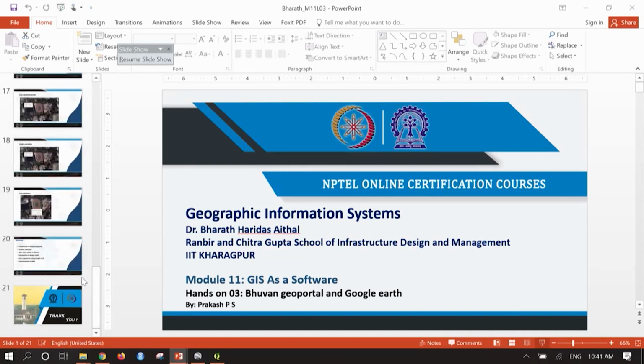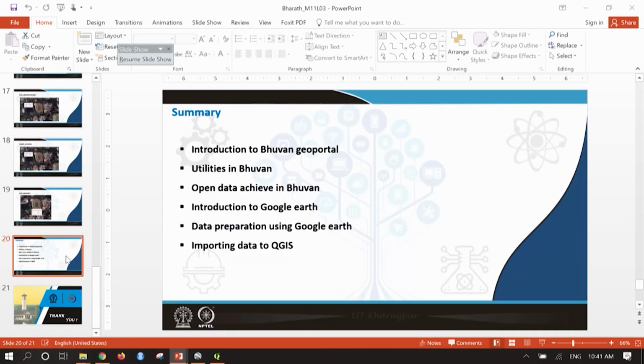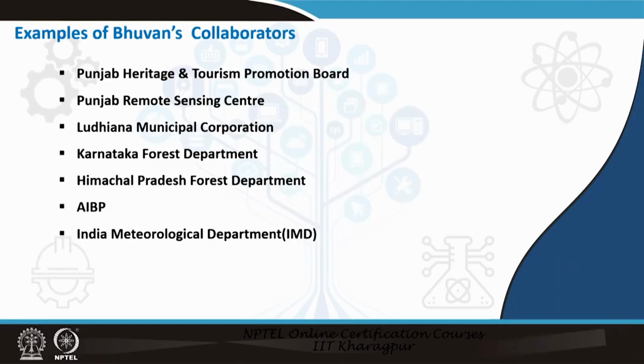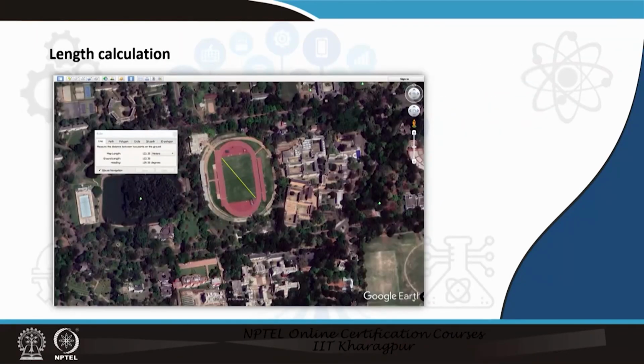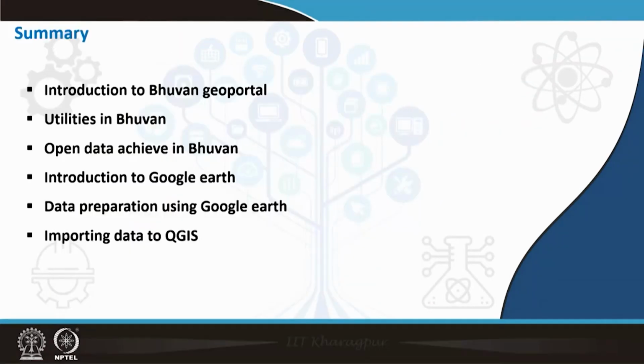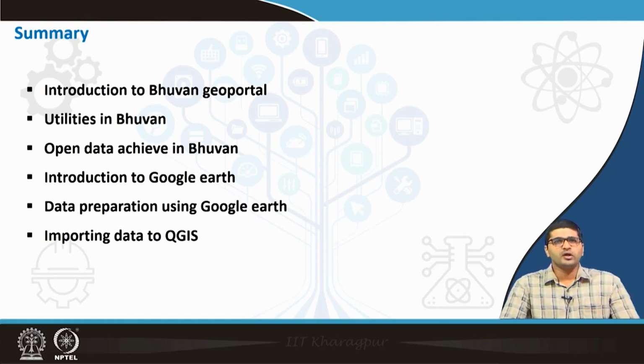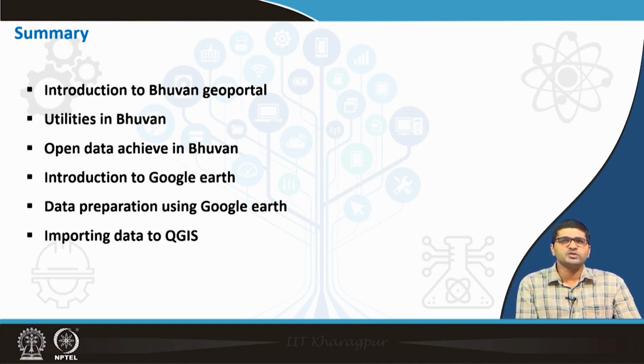So till now we have seen an introduction to the Bhuvan geoportal, the properties of the geoportal and different utilities provided by it. Not only that, we have seen the open data archive in the geoportal, which provides different kinds of data sets to download. Finally, we have seen an introduction to Google Earth, how to prepare data sets in Google Earth, importing the prepared data sets from Google Earth to QGIS, and measuring different land features using Google Earth and Bhuvan. So these things we have seen in this particular session, and thank you.